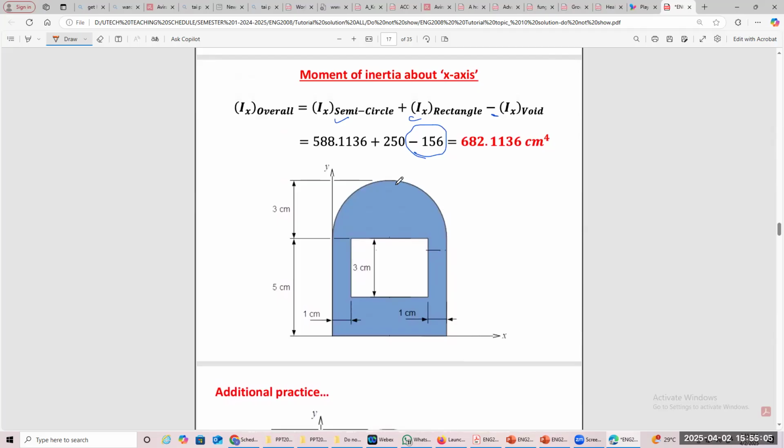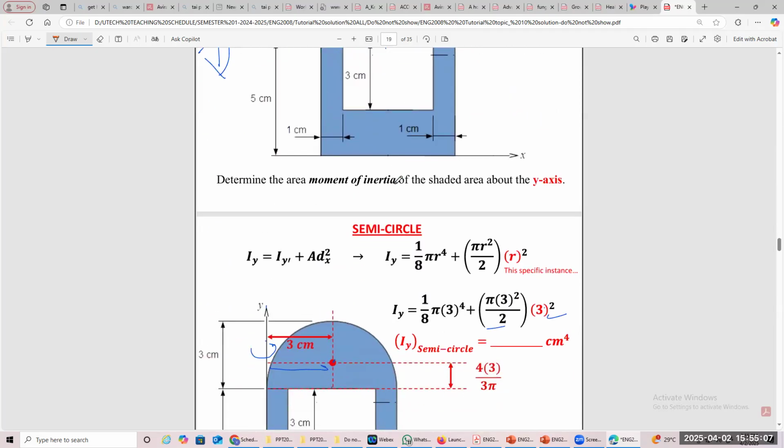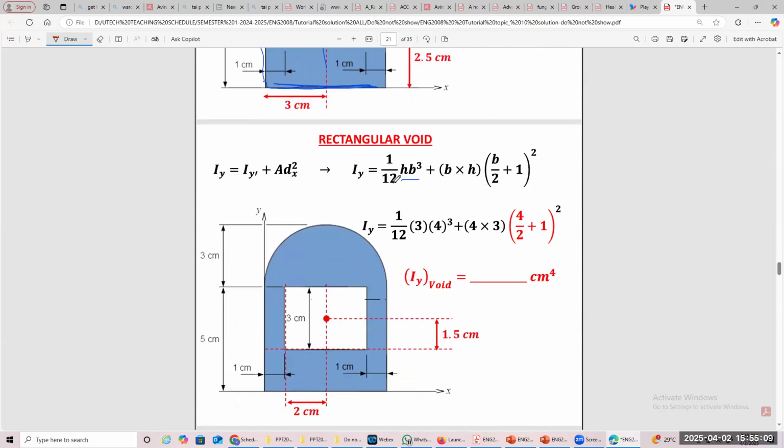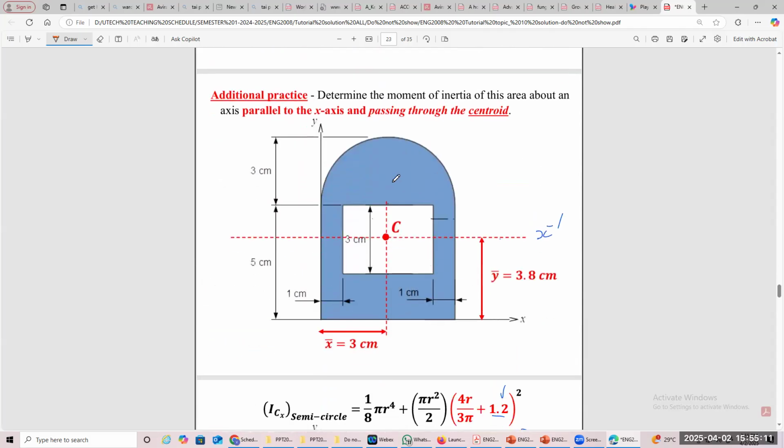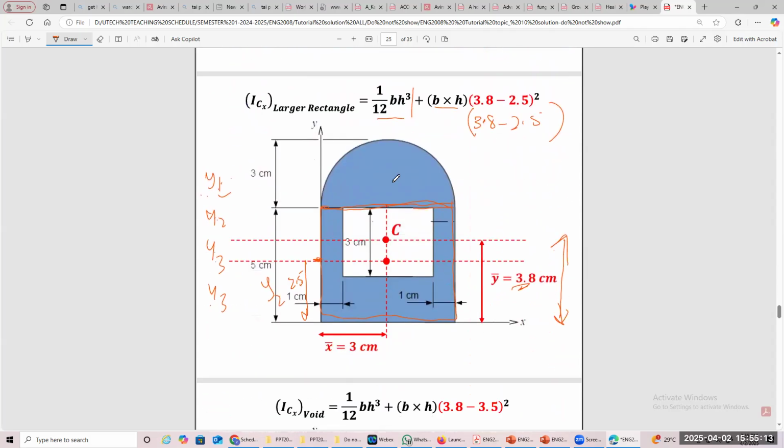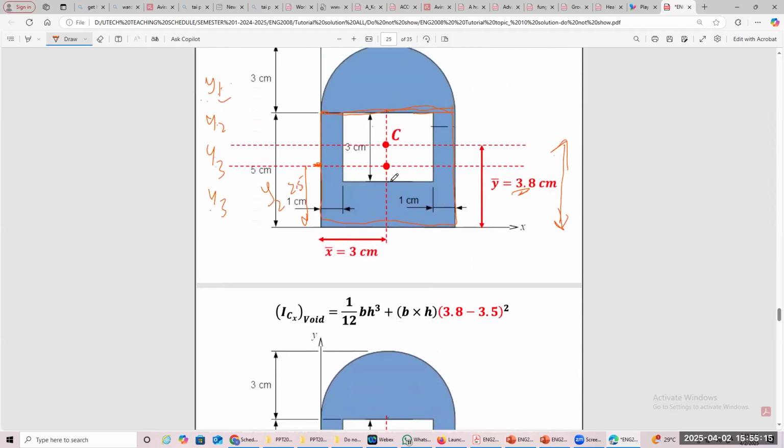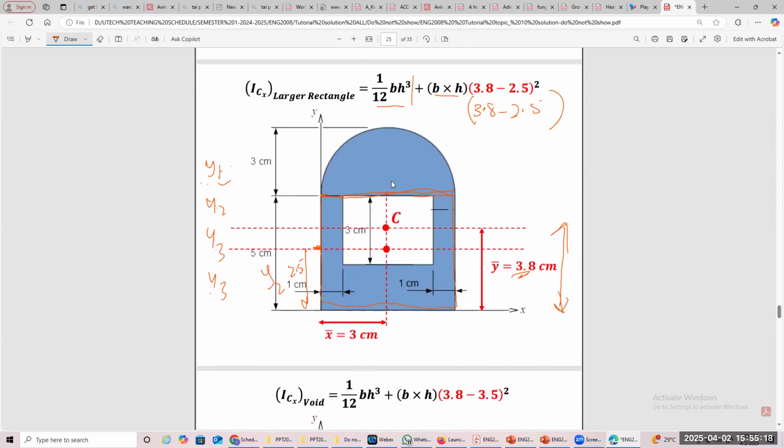Where are we? You know what? We're going to go right back to where we were. We were at this one right here. So you are finding it for the big rectangle now, and half of your y2 is 2.5. So you can go back to your table and identify them. So this is y2 from your centroidal distance, which is y bar.